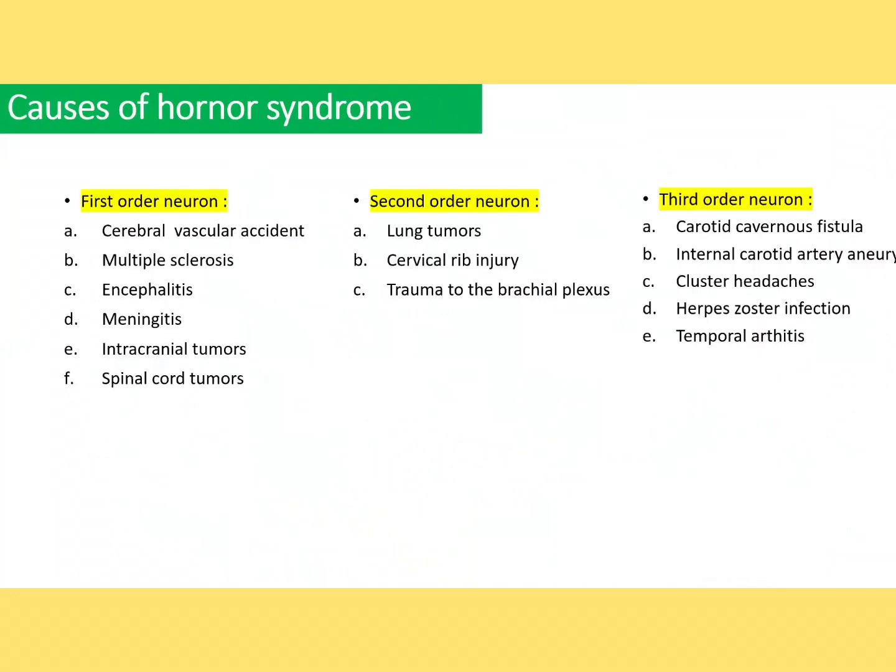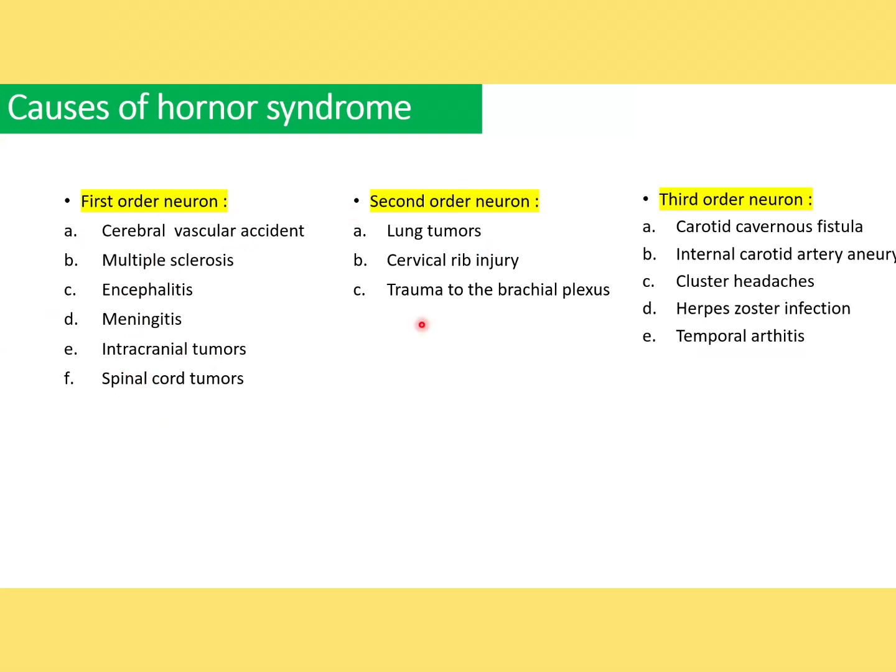Okay. Now here are the causes of Horner syndrome. Causes can be in three places. It can be damage in the first order neuron, or damage can be in the second order neuron, or damage can be in the third order neuron. If the damage happens at the first order neuron, then what kind of damage? First of all, here you can see cerebrovascular accident, head injury, multiple sclerosis, encephalitis, meningitis, intracranial tumor, or spinal cord tumor. All these can lead to damage to the first order neuron, and once it gets damaged, then these kinds of symptoms can arise.